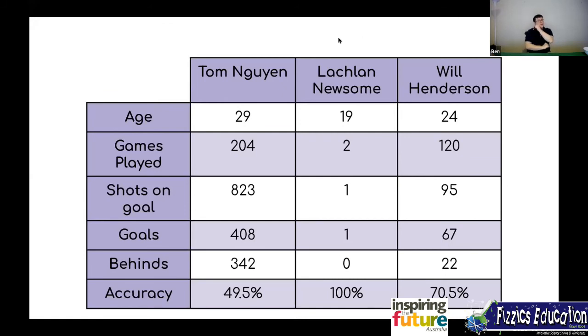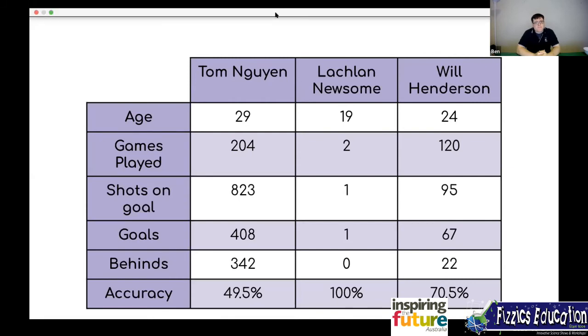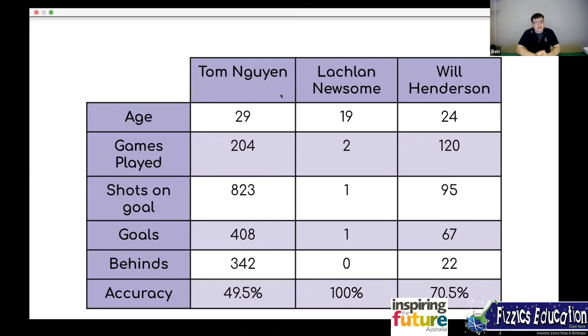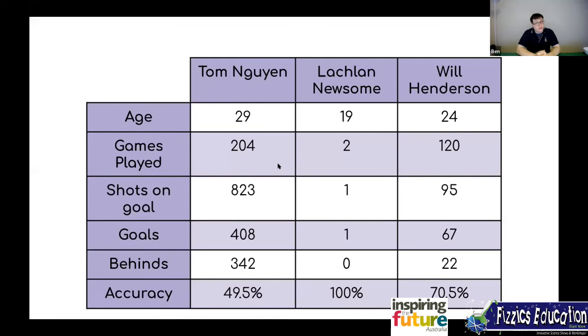So have a look here. We'll put the poll up in a minute. Just have a look at these numbers. Okay. We'll put the poll up. I want to know which player you would pick for your team, Tom, Lachlan, or Will. Okay? It's interesting, Ben. We have quite the mix of answers here. Mm-hmm. All right. Leave that for 5, 4, 3, 2, 1. All right. So yeah, we've got a really nice mix.